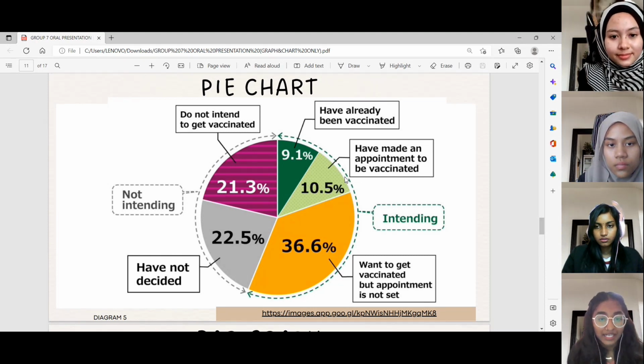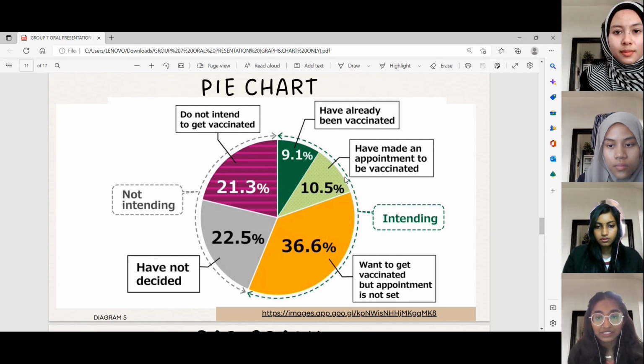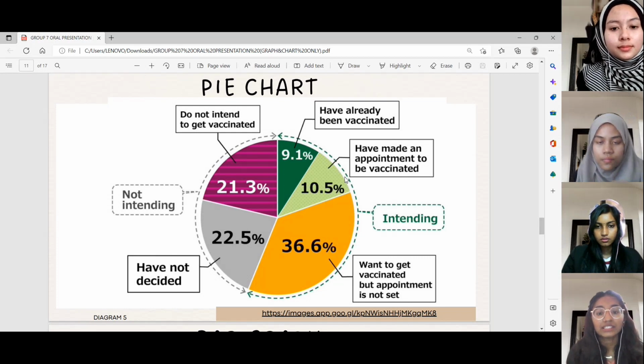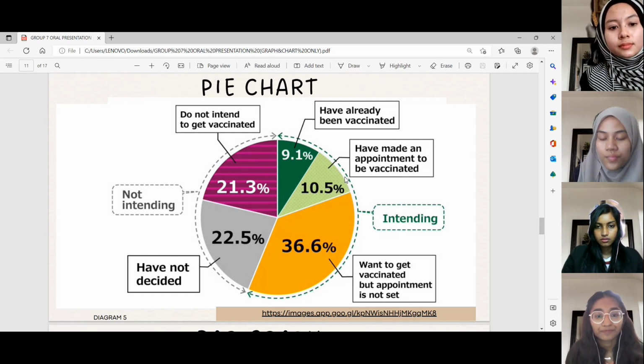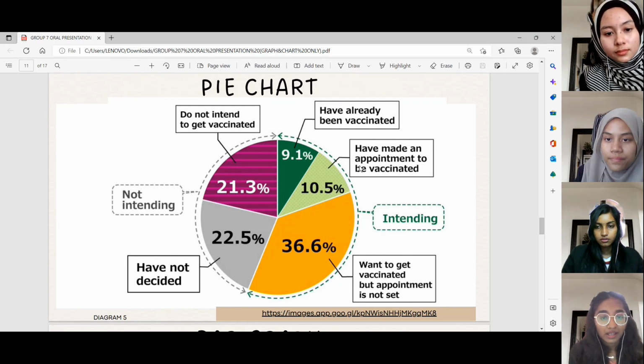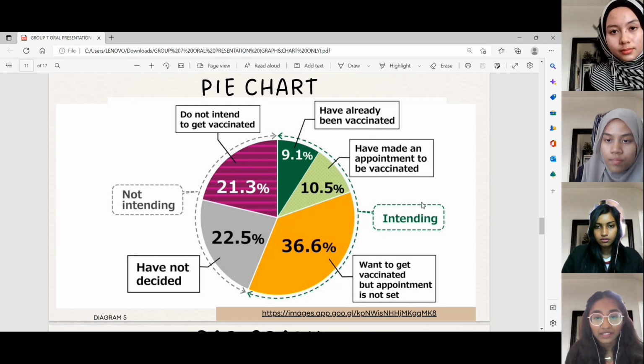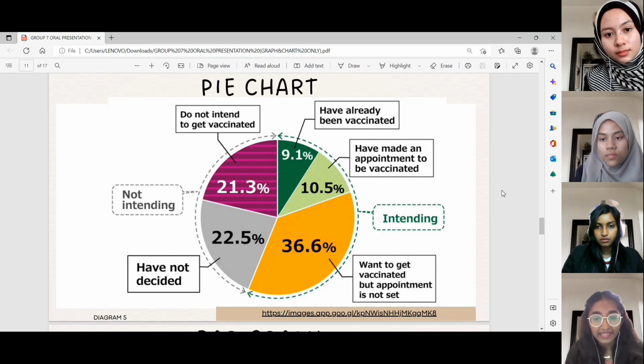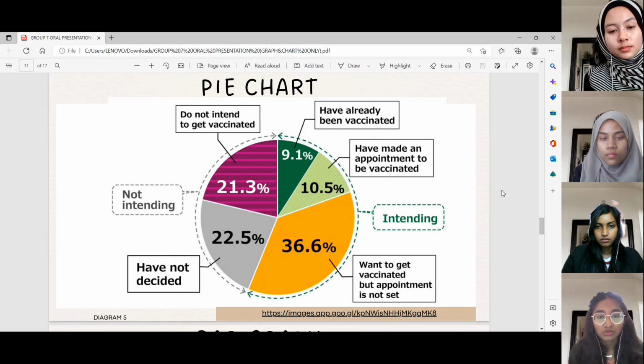From this, it can clearly be seen that those who intend to get vaccinated is 56.2%, and those who do not intend to get vaccinated is 43.8%. As you can see from the chart, the most popular result is those who want to get vaccinated but the appointment has not been set, and the least popular result is those who have already been vaccinated.